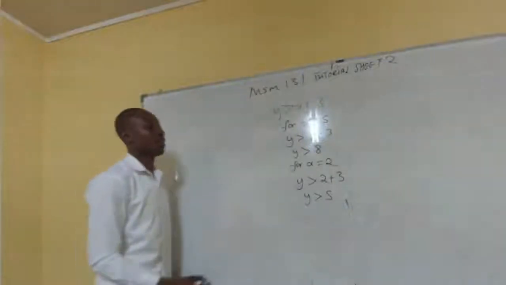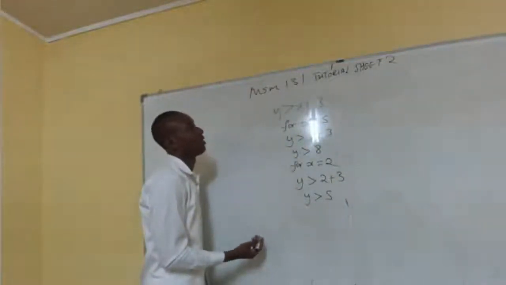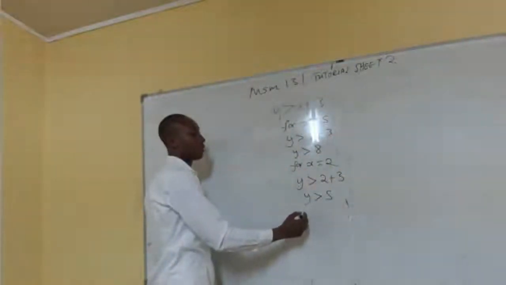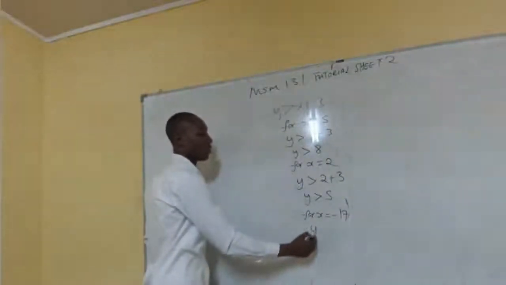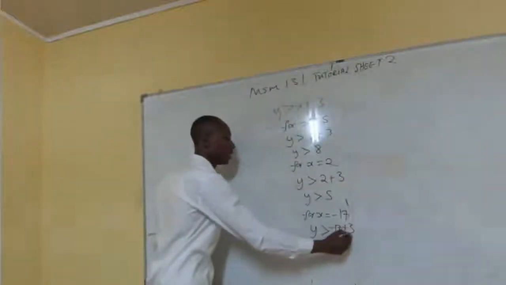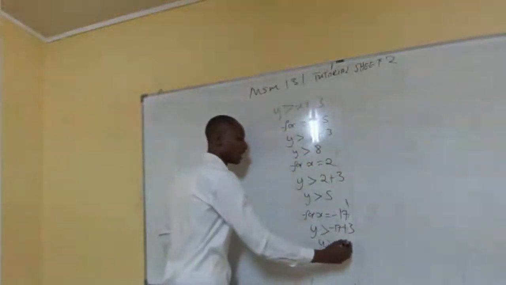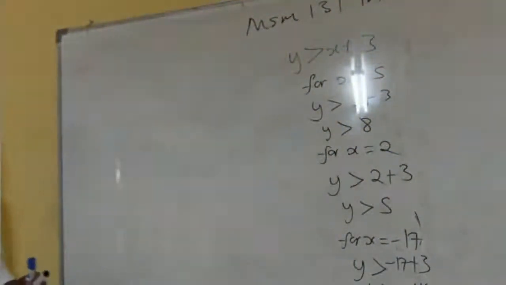Okay, then let's pick maybe a negative number, negative 17. So for x equal to negative 17, what do we have? y is greater than negative 17 plus 3, which is negative 14. So y is greater than negative 14.